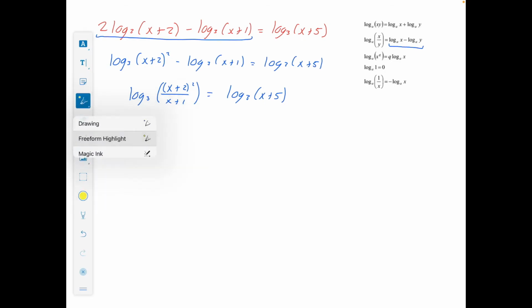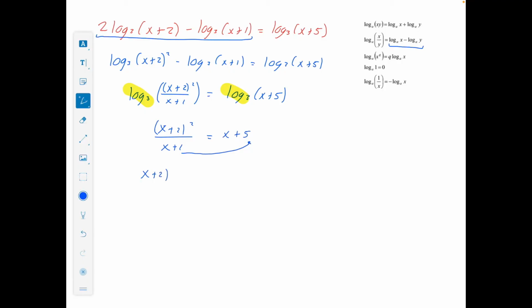Now, once you get to this stage, if you have logs with the same bases at either side of the equal to sign, you can get rid of them. Okay, and we're just going to equate the bits after the logs then. So you will have (x plus 2) all squared all over x plus 1 is equal to x plus 5. I don't like that fraction, so I'm going to bring this over to the other side and it's going to multiply. So we have (x plus 2) squared is equal to (x plus 5) multiplied by (x plus 1). I'm going to multiply things out here.